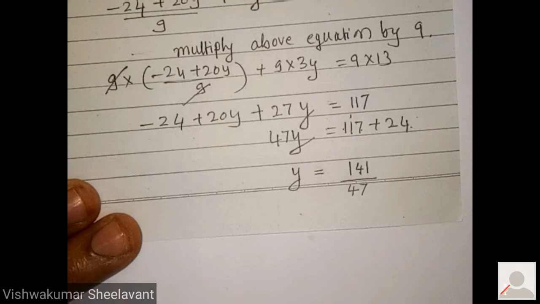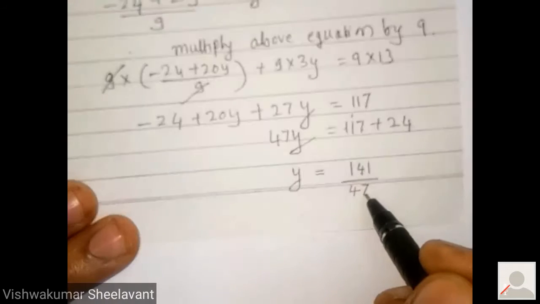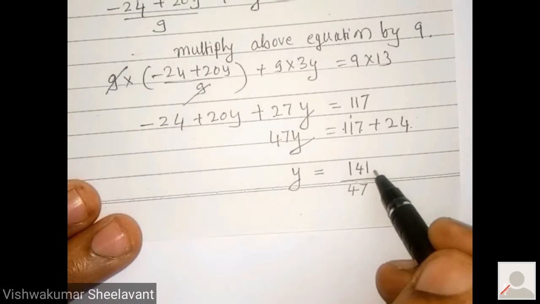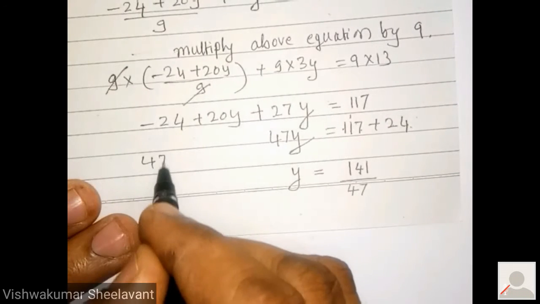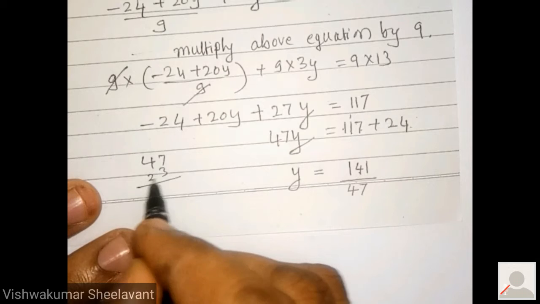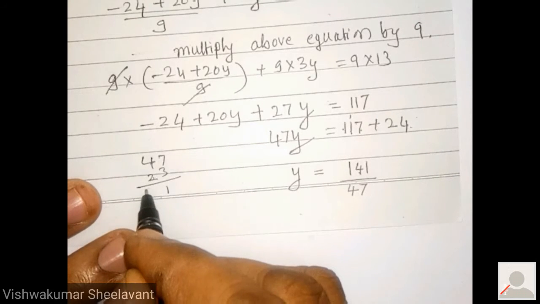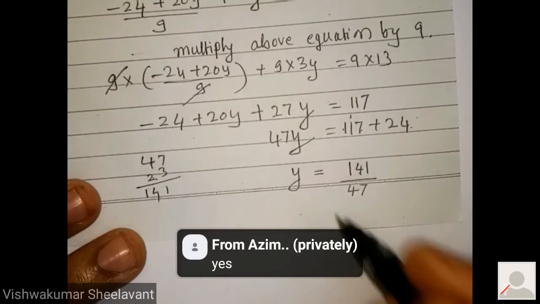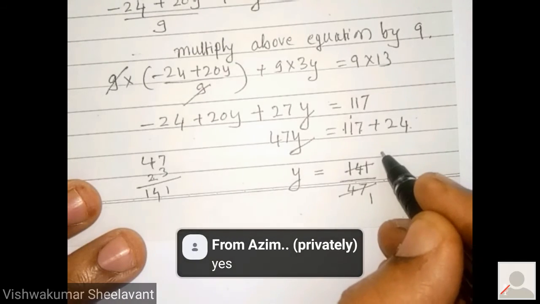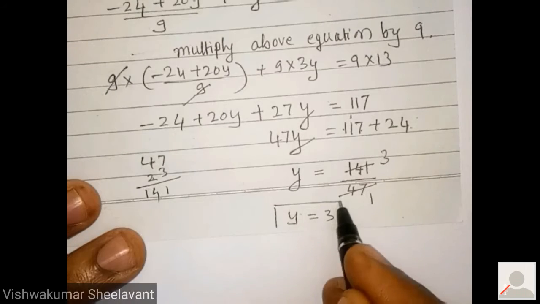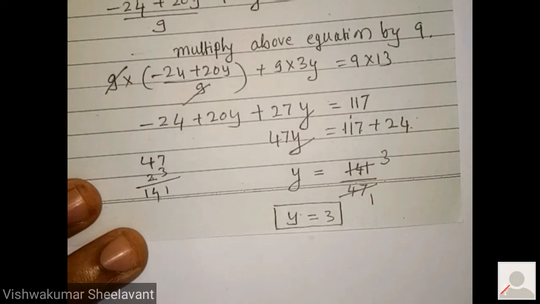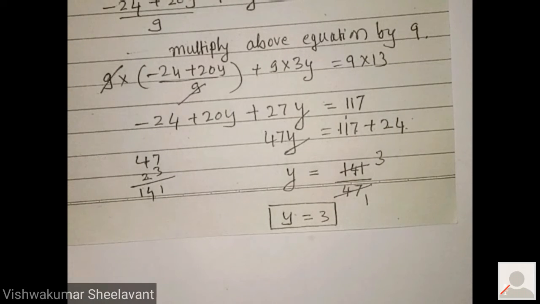Check whether it is divisible by 47 threes or not. Because last digit is 7 here, 7 threes are 21. 47 into 3: 3 sevens are 21, 3 fours are 12, 12 plus 2, 14. So it is cancelable. 47 threes are 141, so we get y equal to 3. We get y value as 3.